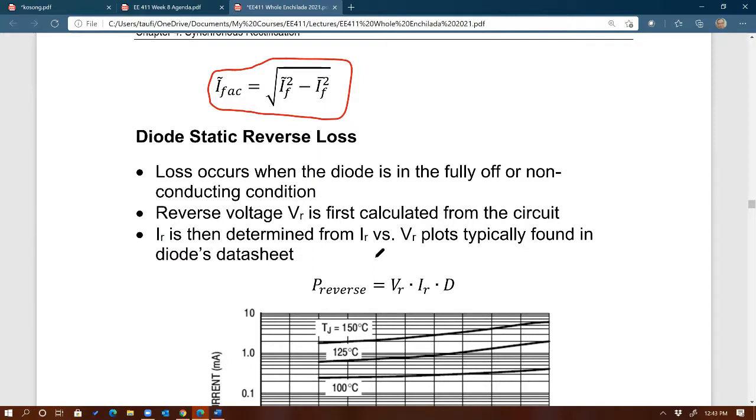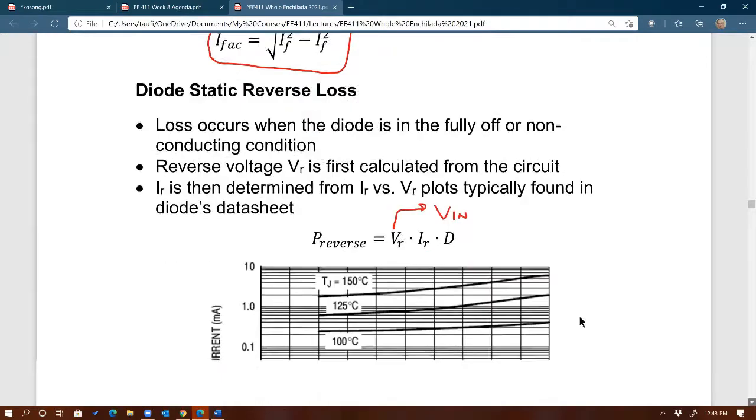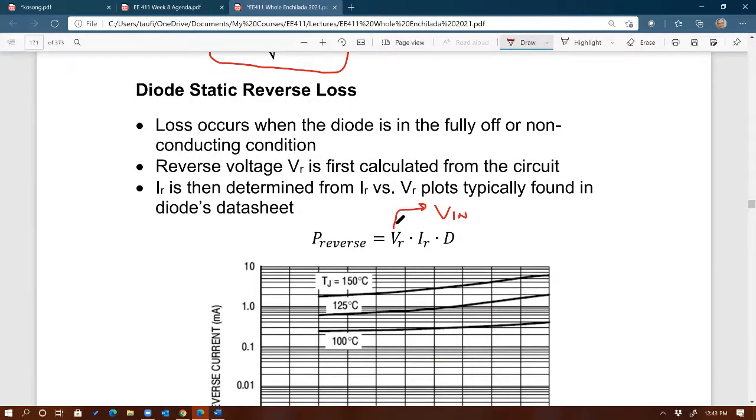Well, you can picture a buck converter in your head. So the diode is off when the switch is on, right? Therefore, the peak inverse voltage across that diode in a buck converter should be equal to V in. So for a buck, this is equal to V in, and that's what you put in there. So it's not bad, finding the PIV there. IR is then determined from the IR versus VR plot.